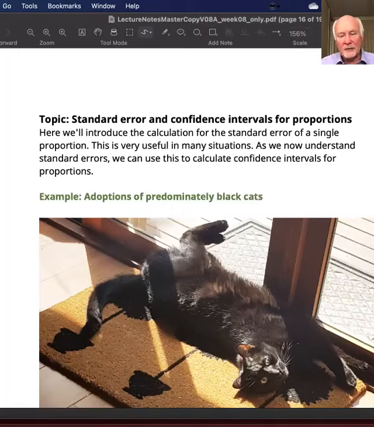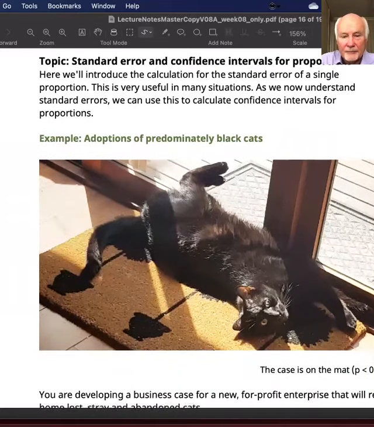We have a way of calculating a standard error for a proportion, and then once we've got a standard error, we can calculate a 95% confidence interval. It's just the proportion plus or minus 1.96 times the standard error. So that part of it's exactly the same. The thing that's different is the formula for calculating the standard error, which is a little bit more complicated. I think we've got time today to cover it, so let's see how we go.